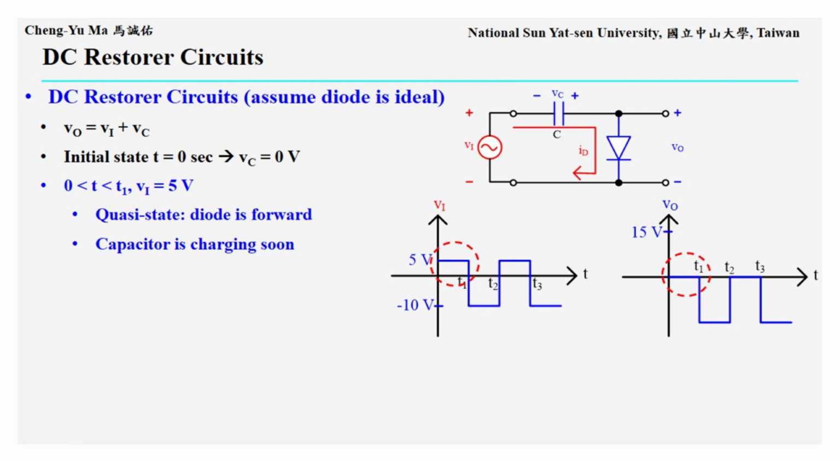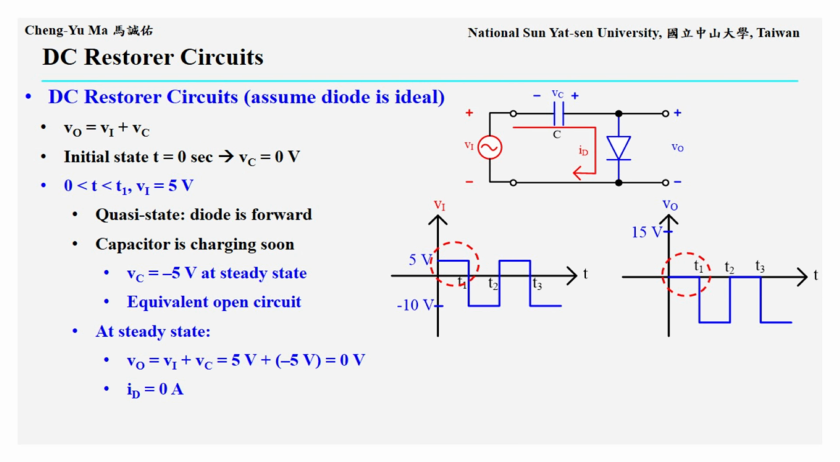This time, the current flows through the capacitor from the left side to the right side, so the left plate becomes higher in potential than the right plate. With the voltage polarity defined in the circuit, Vc becomes a negative voltage. After the capacitor charges to Vc equals negative 5 volts, the diode no longer conducts, so ID becomes 0. The circuit reaches a steady state. At this moment, the output voltage is VO equals Vi plus Vc, which is 5 volts plus negative 5 volts, equal to 0 volts. If the charging time is much shorter than T1, the output remains approximately 0 volts during the interval from 0 to T1, as shown in the waveform.